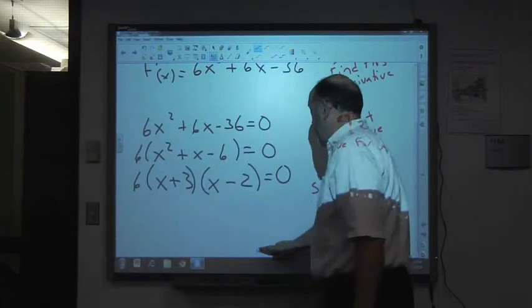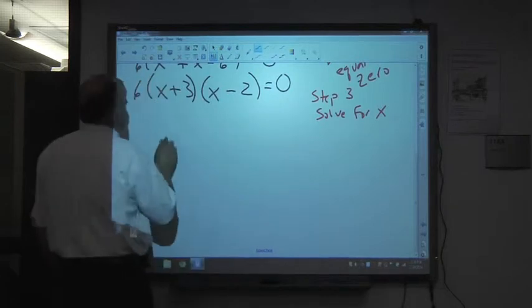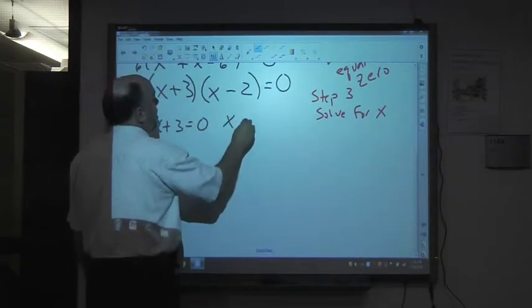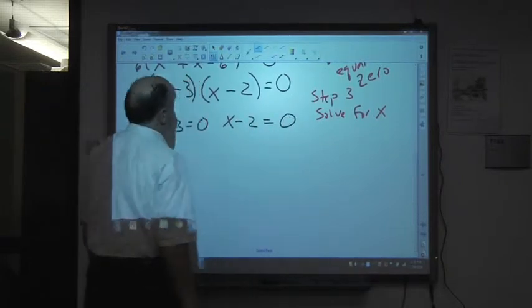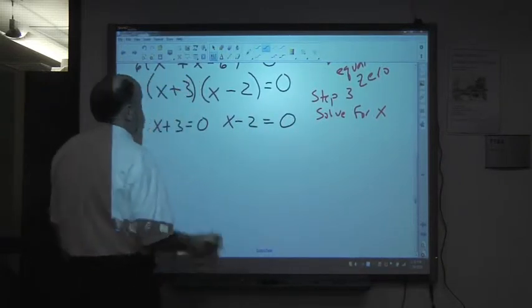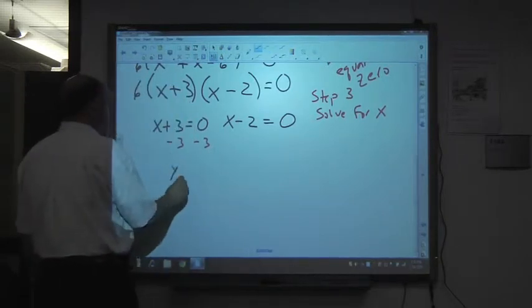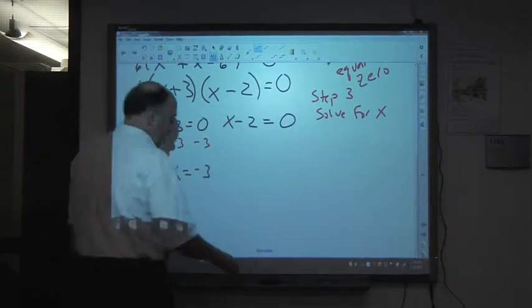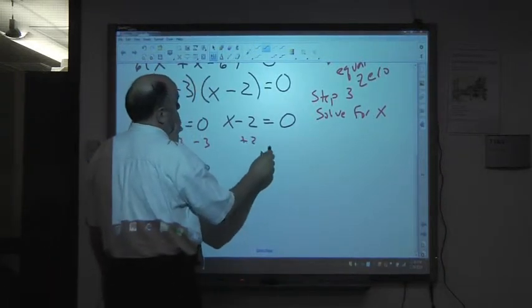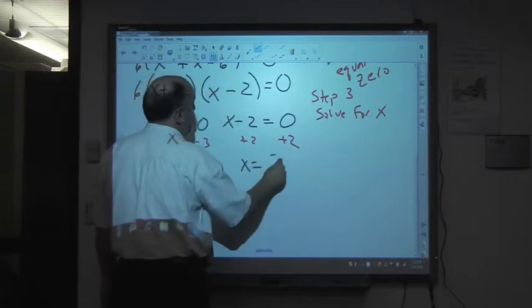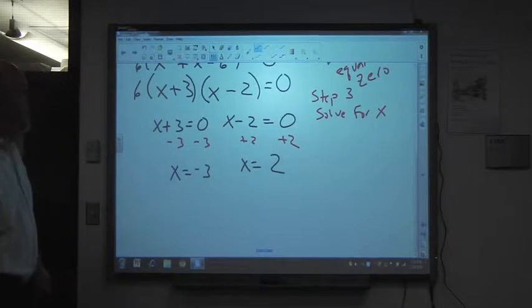So we want to continue solving for x, and so we get x plus 3 could equal 0, or x minus 2 could equal 0. So here we'll subtract 3, so x could equal negative 3, and then here we will add 2, and x will be 2. So we found the values of when the slope will be 0.